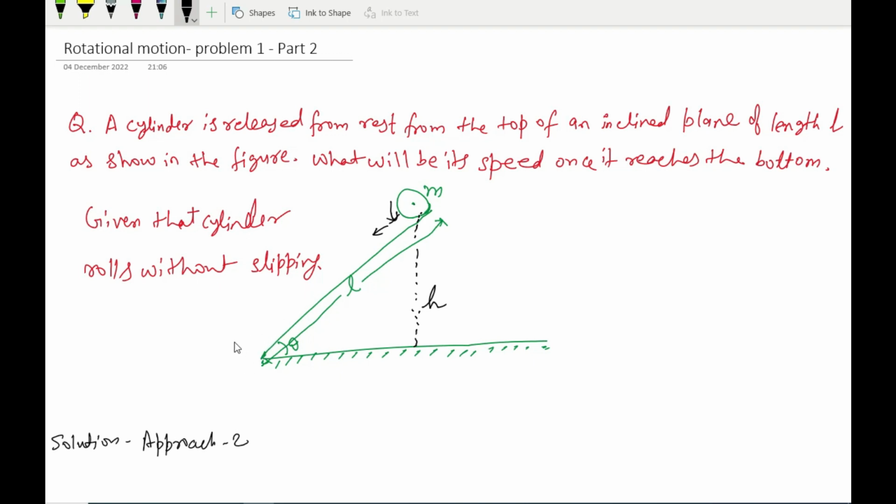So just watch part 1 also. If you've not seen it, I'll provide the link of part 1 in the description box, and you can see it before you see this video. So let's use approach 2, which is Newton's laws of motion.